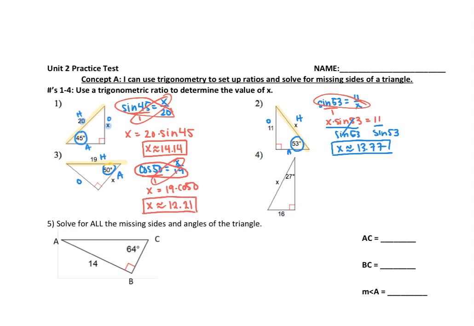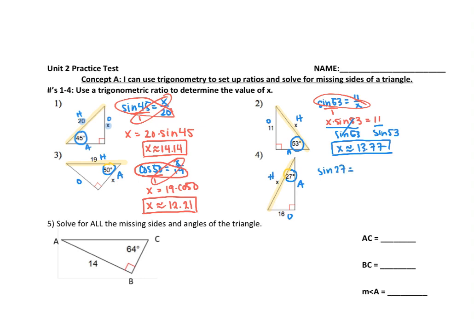Okay, number 4, same type of problem. I'm going to start by circling my reference angle and highlighting my hypotenuse, labeling my sides. And in this problem, we are solving for the hypotenuse, and we're given the opposite side. So OH means we're going to use sine.